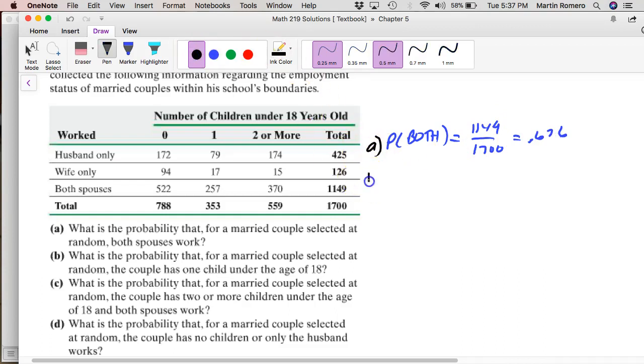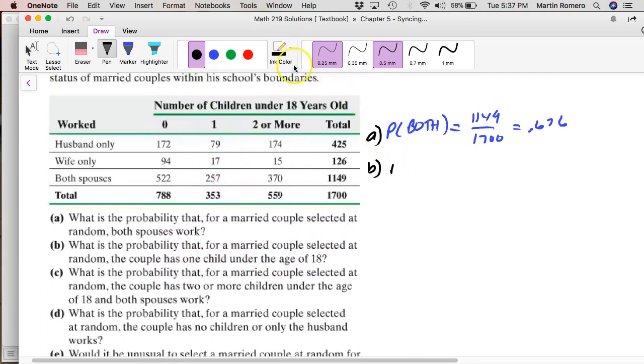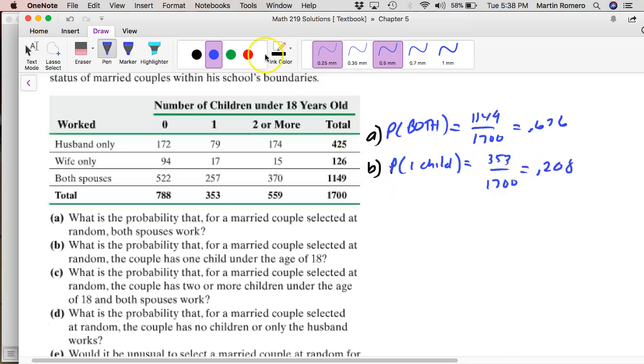Let's go ahead and go with B now. What is the probability that for a married couple selected at random, the couple has one child under the age of 18? So here's the one child. These questions are back to chapter 5.1, and so we're just looking at real simple events. We're going to look at all this total. The probability with one child is equal to 353 over 1700, because that's the total amount of people. 353 have one child, and so the answer to that should be 0.208.